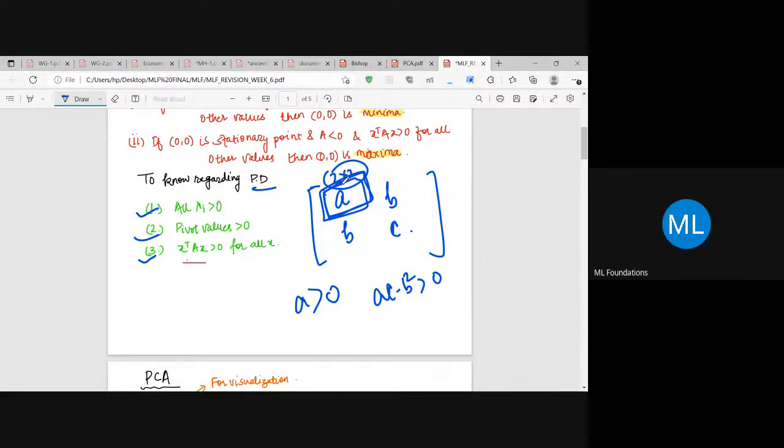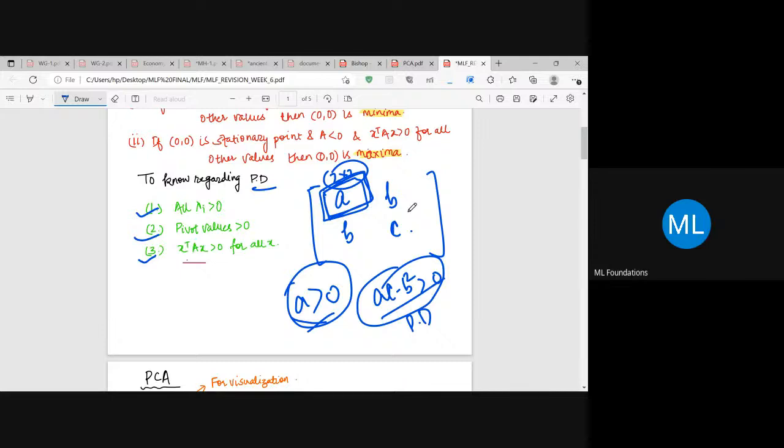So first you check whether the 1 cross 1 matrix determinant is positive, and then for the 2 cross 2, that is AC minus B square. If both are positive, then you can say this is positive definite. If this is a 3 cross 3 matrix, first check A greater than 0, then the 2 cross 2, and then the 3 cross 3 matrix. If each determinant is positive, then you can say this is a positive definite matrix. For all the conditions, it should be greater than 0. None of them should be equal to 0 or negative.